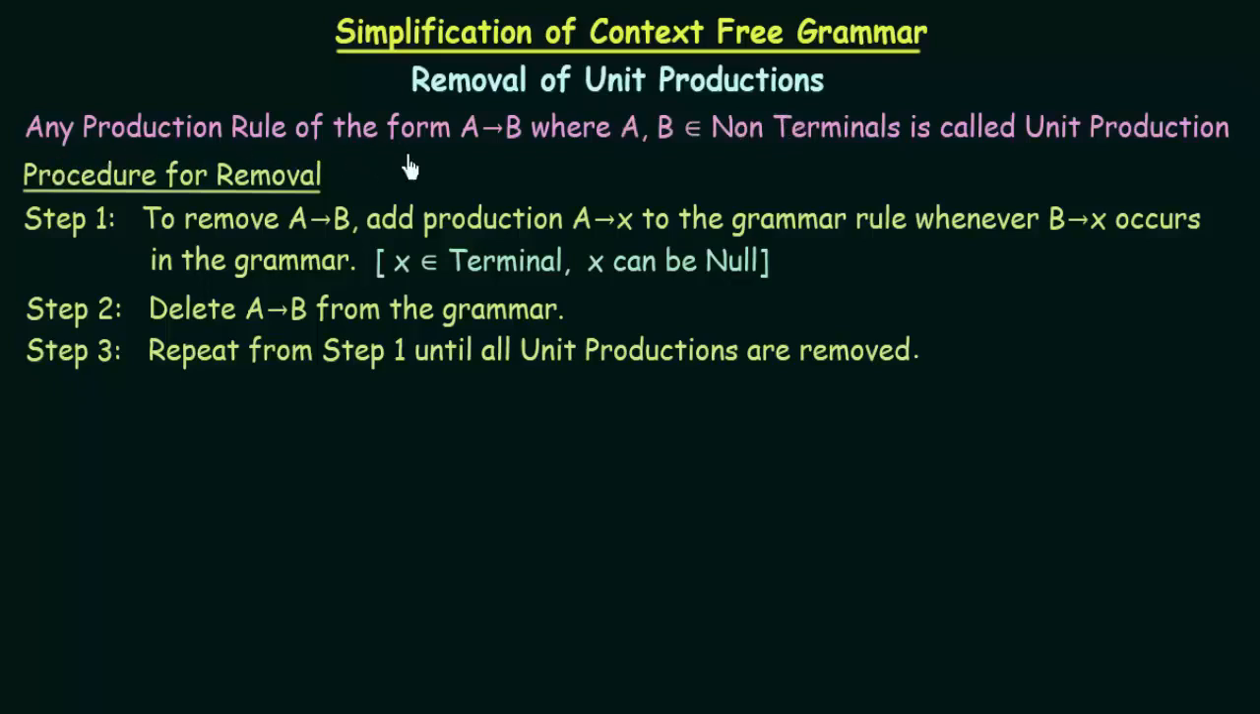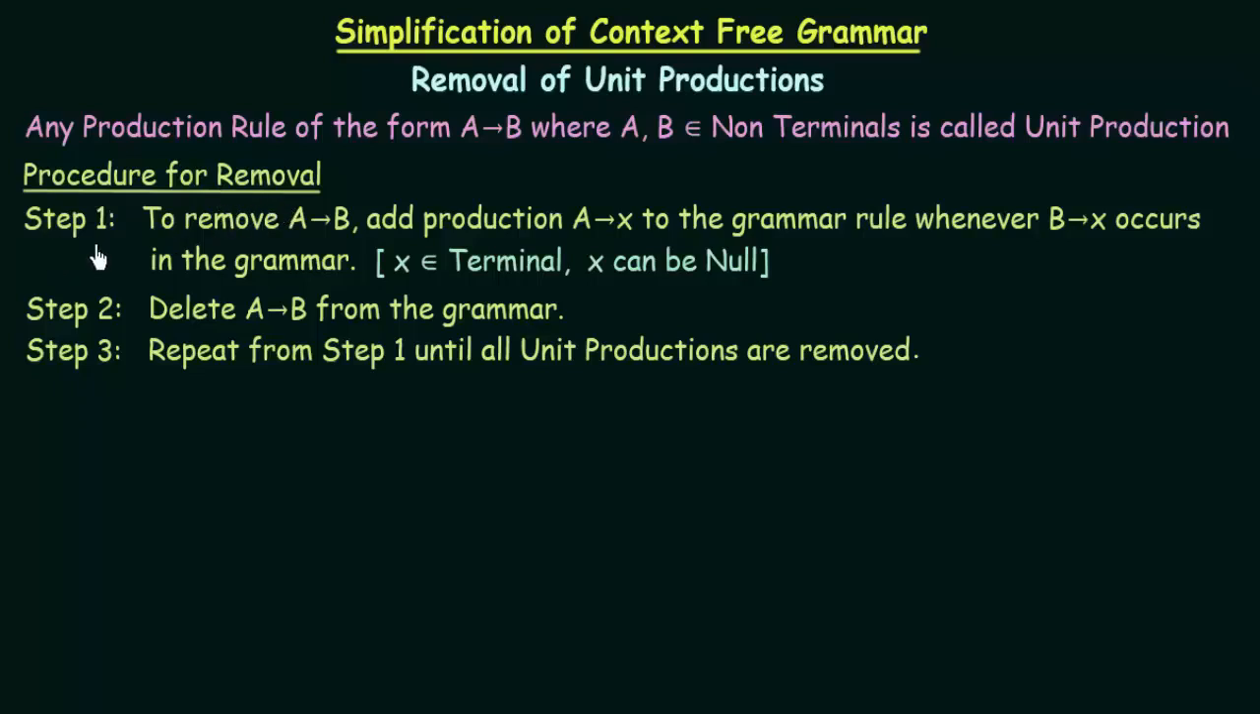Any production rule of the form A gives B, where A and B both belong to non-terminal symbols, is called a unit production. So if you have a production rule of the form A gives B, and both A and B are non-terminal symbols, then that is called a unit production. That was simple. Now we want to remove these unit productions from our CFG in order to simplify it. So let's see the procedure that we need to follow.